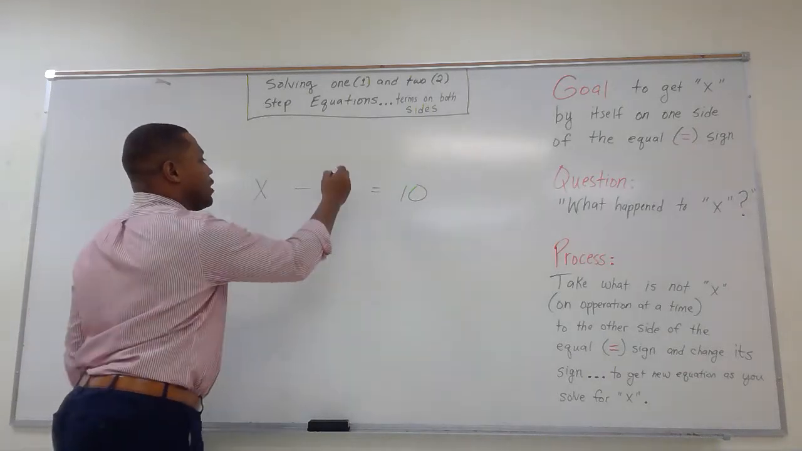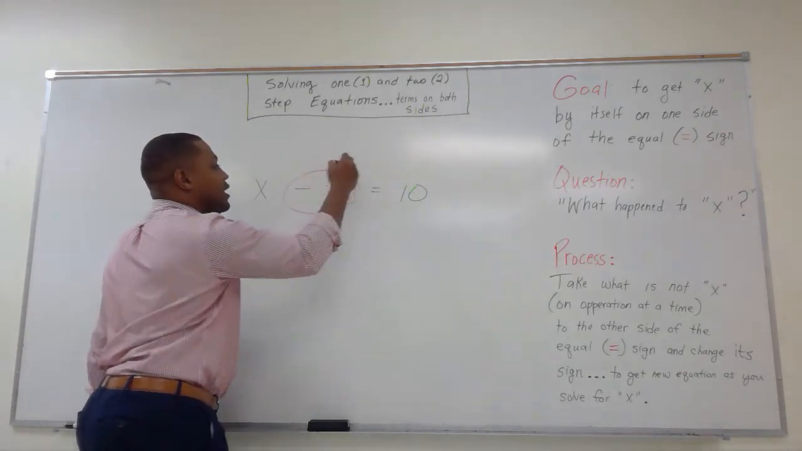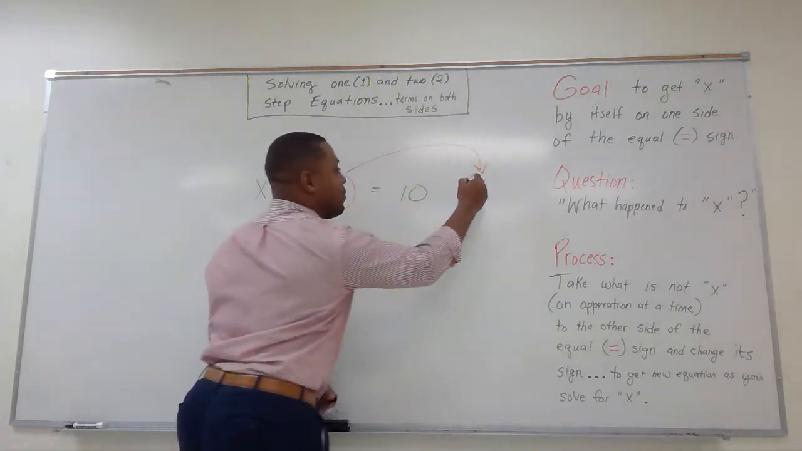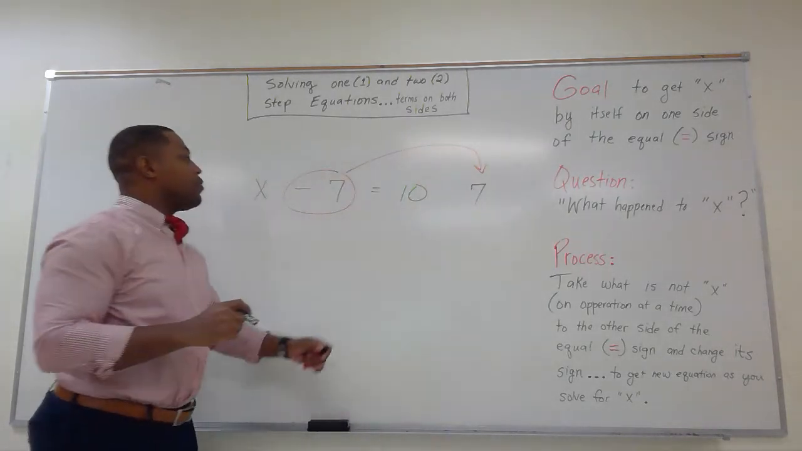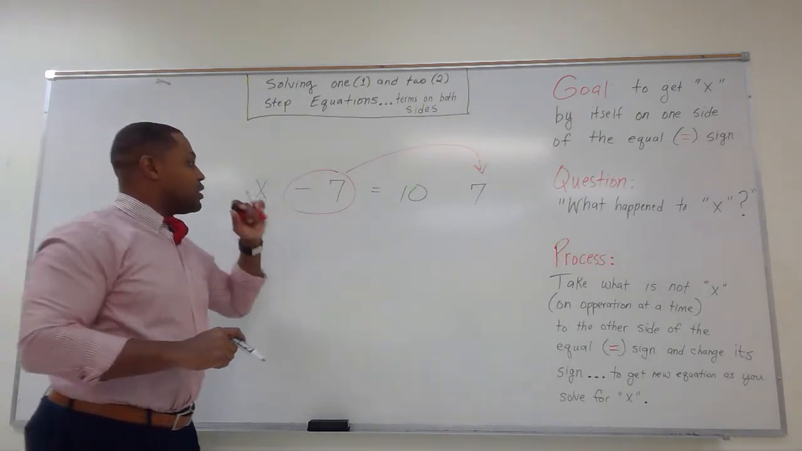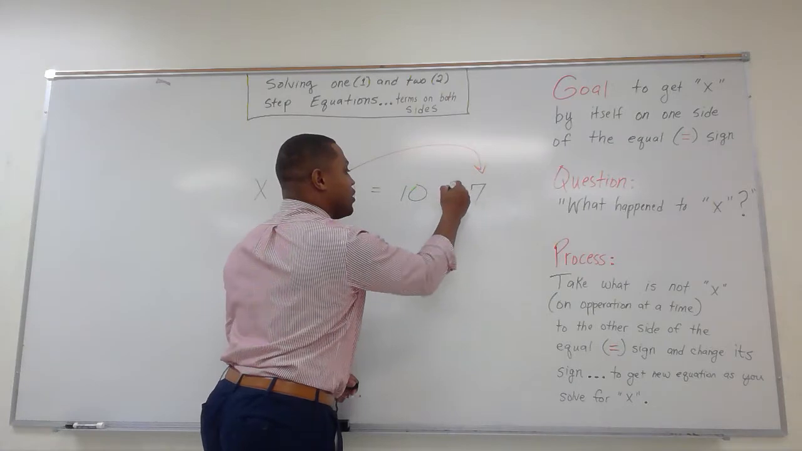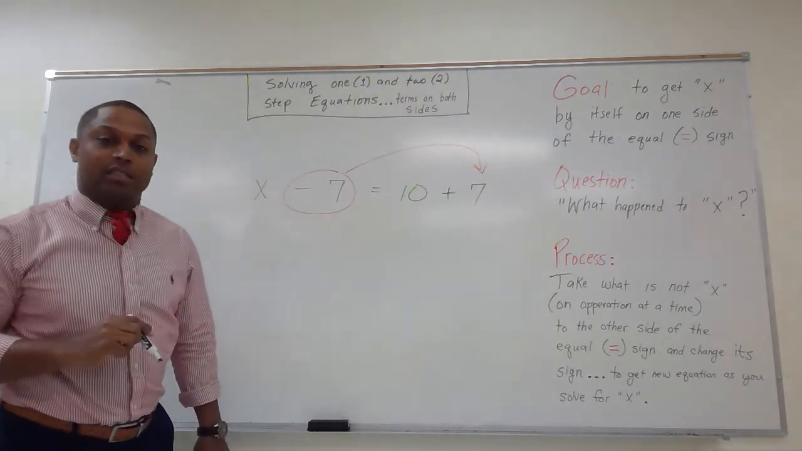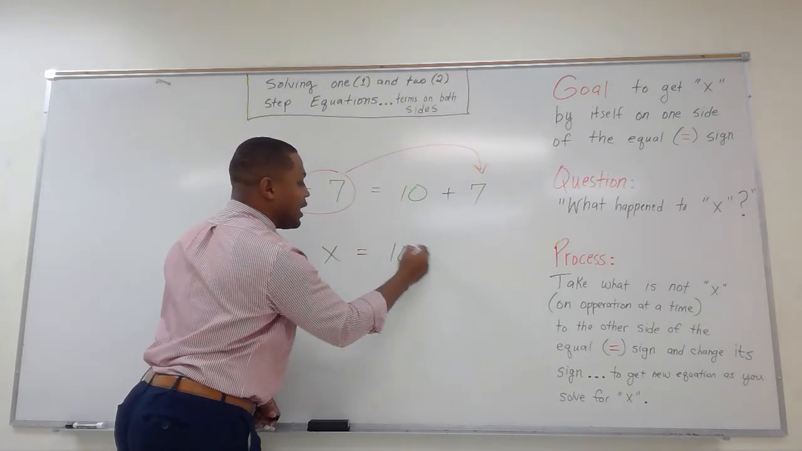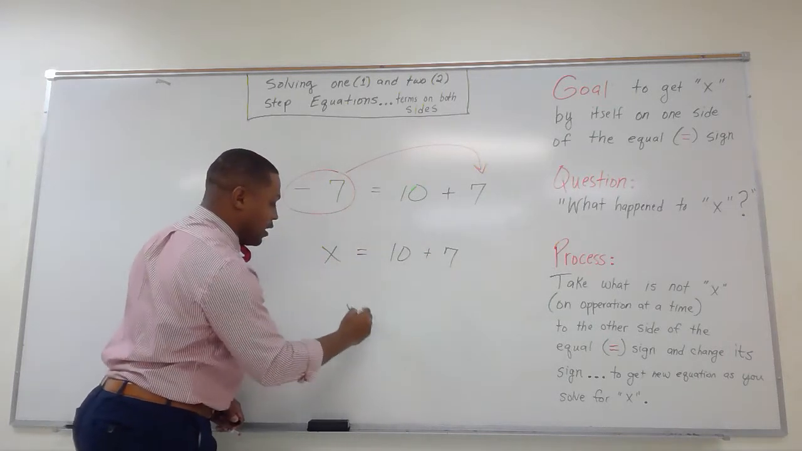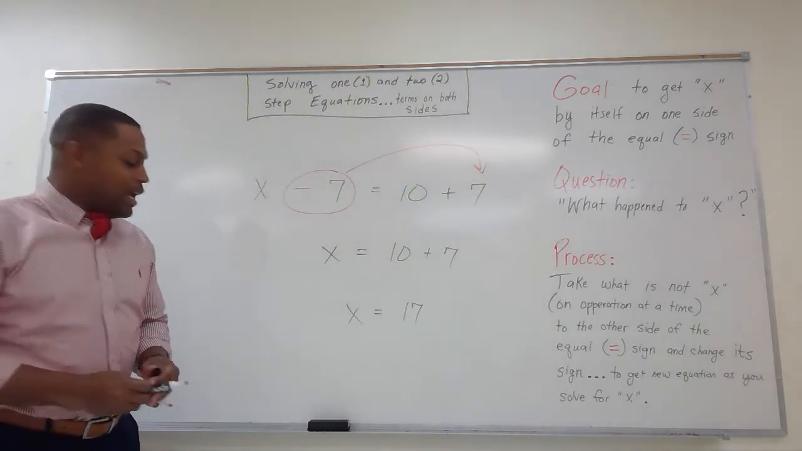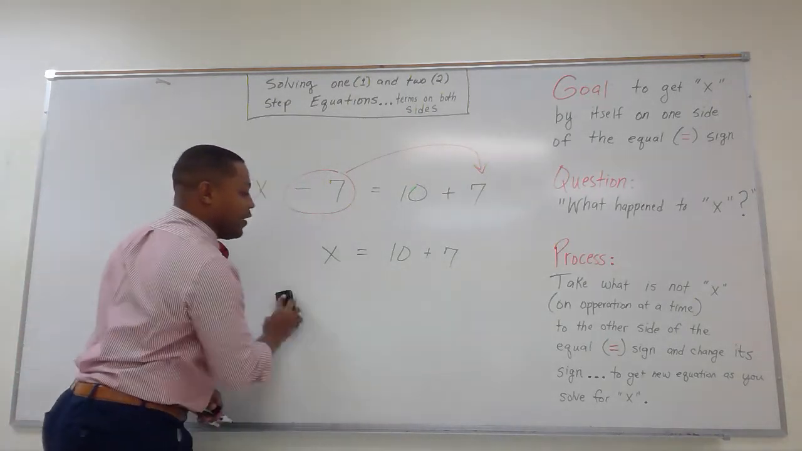All right, so I'm going to take everything that's not x, I'm going to take it to the other side of the equal sign. Okay, so now my 7's over here. But remember, since I took it to the other side of the equal sign, its sign changes. On the left side, it's a negative, so on the right side, it becomes positive. All right, so now my new equation is x equals 10 plus 7. x equals 17.